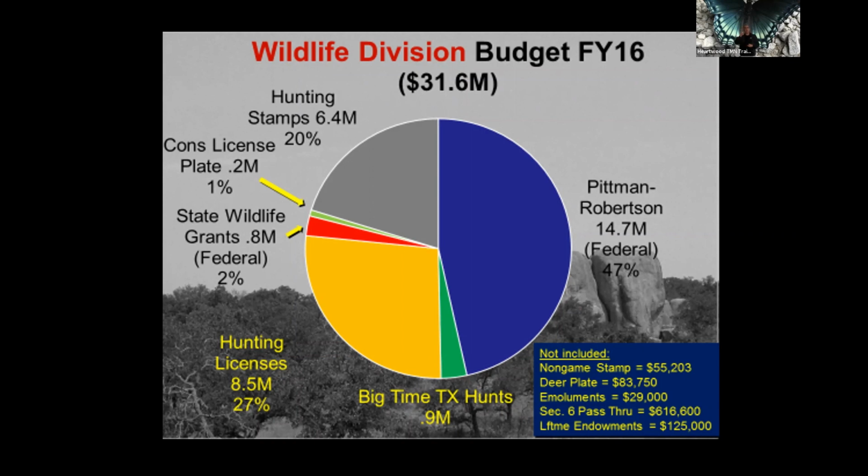Yes, ma'am. Kind of a nerdy question. Of the federal money that comes back to Texas, is it the equivalent of what we pay, or is it somehow just divvied up? It's divvied up based upon the population of each state. There are some equations that they use in it, but it mainly goes by the population of the state.